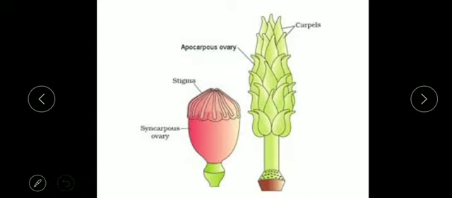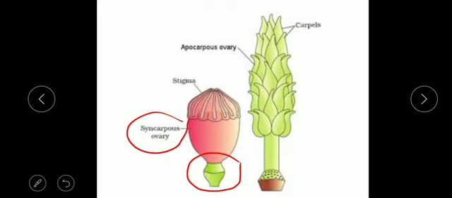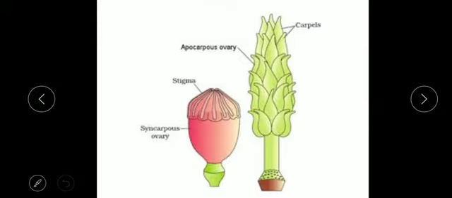Now coming to the next part, the syncarpous ovary or syncarpous gynoecium. Here again the carpels are many, two or more, but they are in a fused form. So the number of ovaries is only one. The ovary may be uni or multilocular, but on maturity it will form a simple fruit, like a tomato, which I can give as an example of a syncarpous ovary. This is an example of the poppy plant. Okay, so this is about syncarpous and apocarpous.